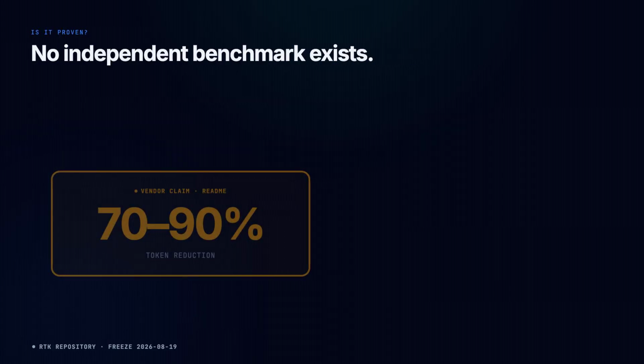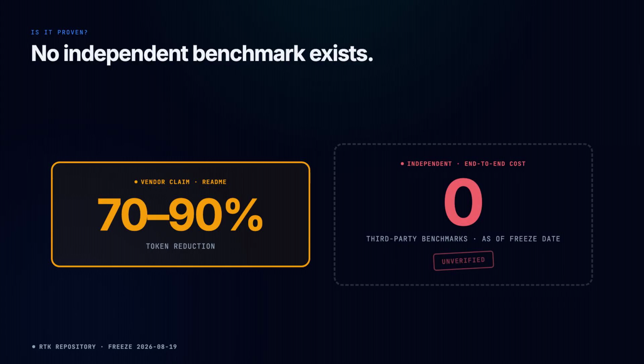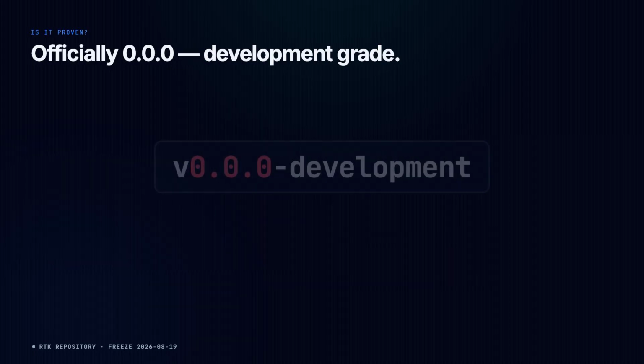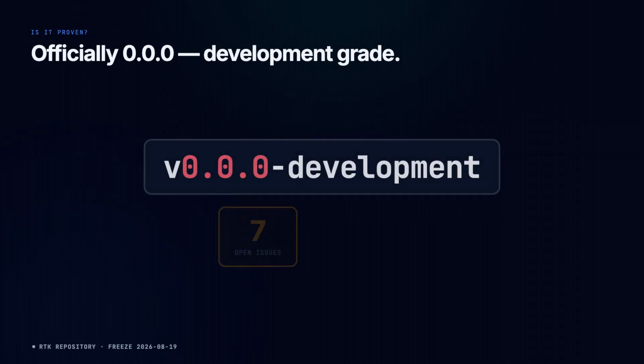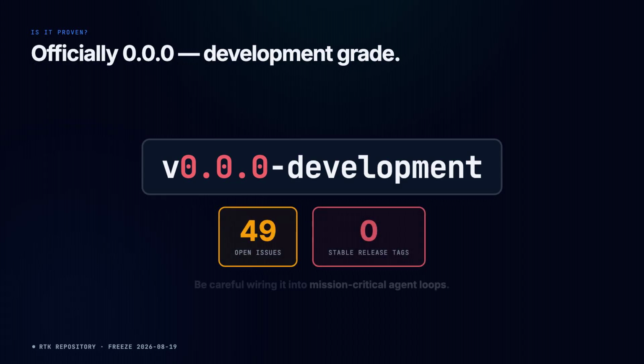Despite official claims of 70–90% token reduction, no independent third-party benchmark proves end-to-end cost savings as of this freeze date. The project is officially 0.0.0 development with 53 open issues and no stable release tags yet, which suggests you should be careful with mission-critical agent loops.